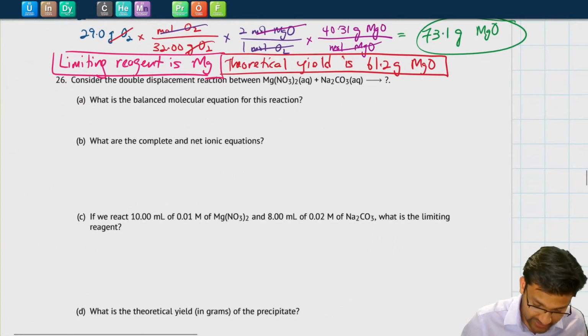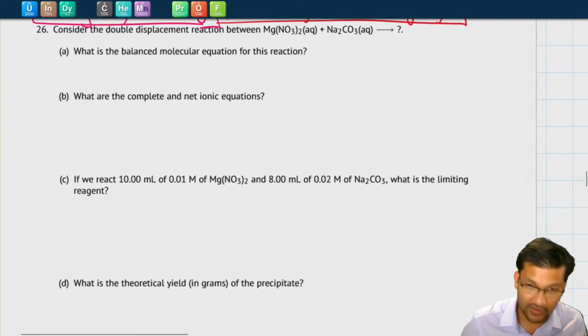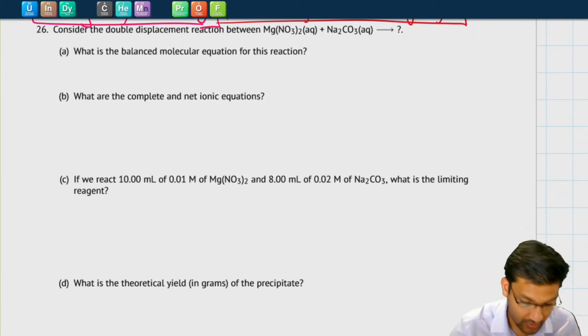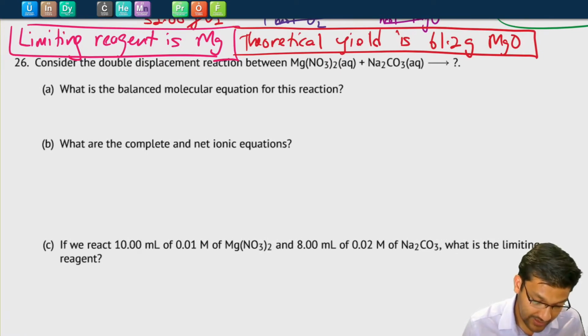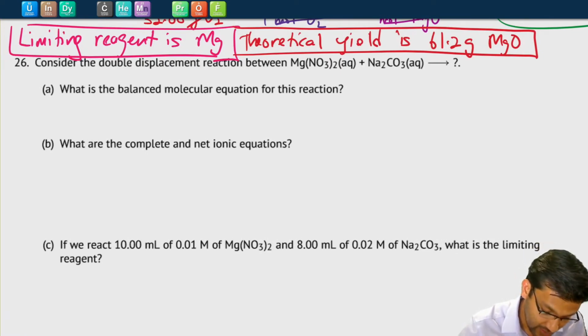All right, if you haven't tried number 26 yet, it's a long one. So pause the video and try it now. Otherwise, I'm going to work it out for you. Okay, let's look at part A. Write a balanced molecular equation for this reaction.